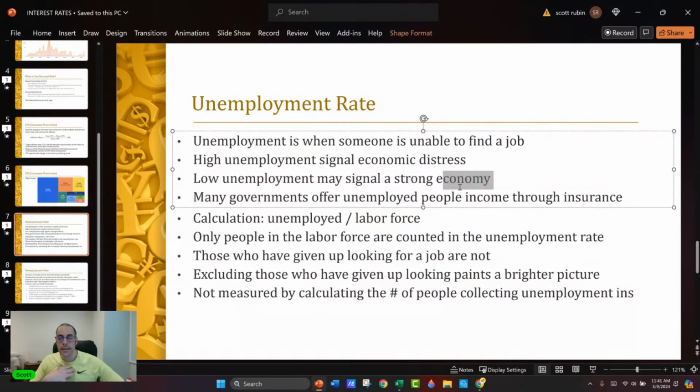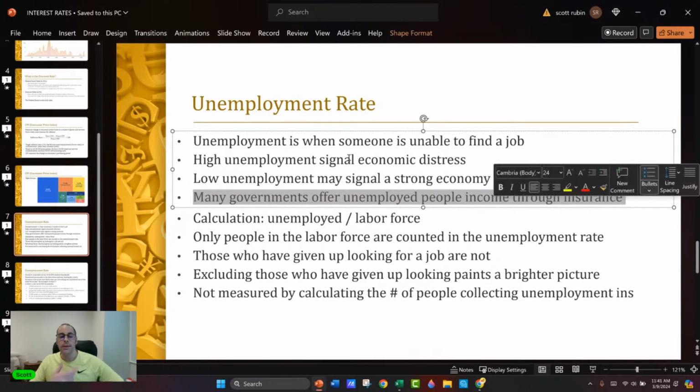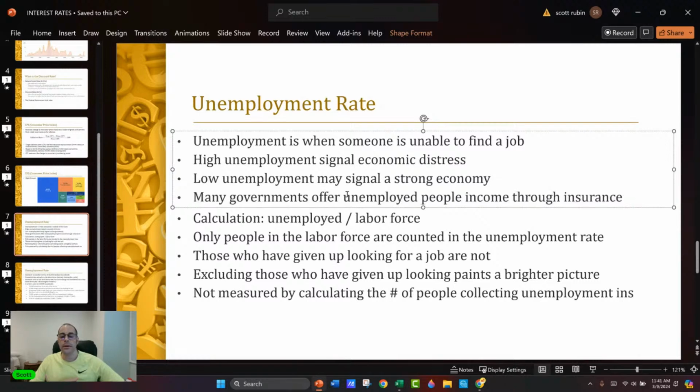But the U.S. and other economies offer insurance if you're unemployed. So they give you unemployment insurance to get you through the hard times. And obviously some people will take advantage of this.